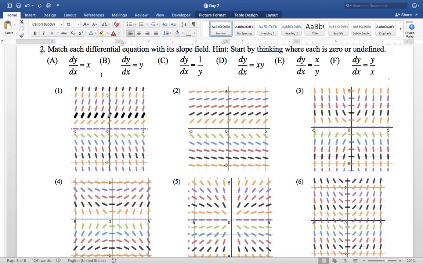Let's take a look at A. Let's think about this differential equation. What slope field could satisfy this differential equation? I want you to notice this differential equation doesn't depend upon y. The right-hand side does not involve y at all, which means that the slope of the lines should not depend upon the y-coordinate.